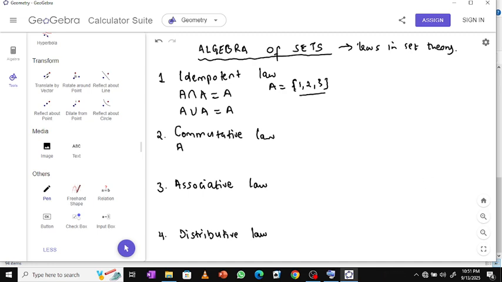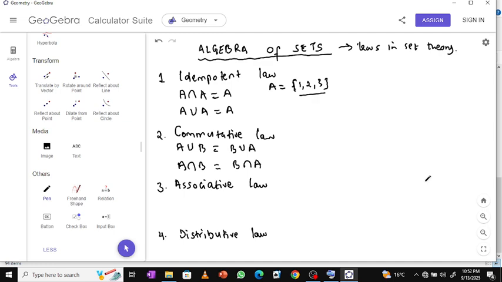The next law is called the commutative law. The commutative law states that A union B is the same as B union A, meaning that the position of set A and set B doesn't matter. Whether you begin with set A or set B, the union or the intersection will always be the same. Same to A intersection B is the same as B intersection A, because basically we are dealing with the elements in a set, so the position really doesn't matter.